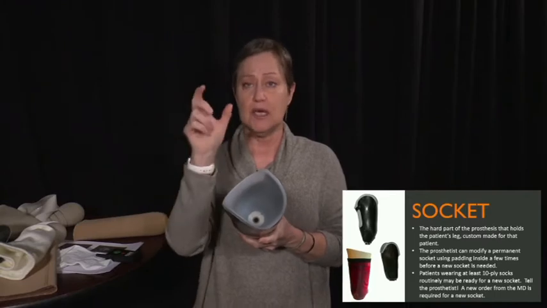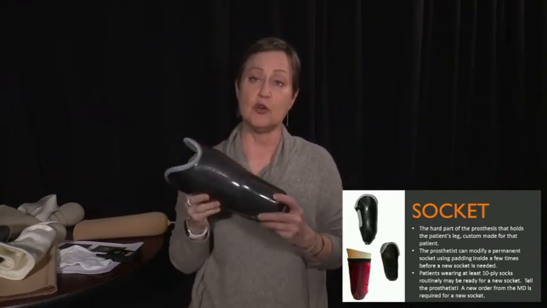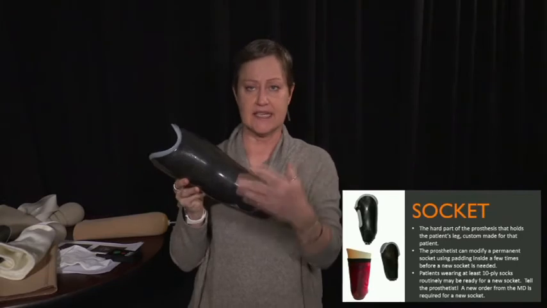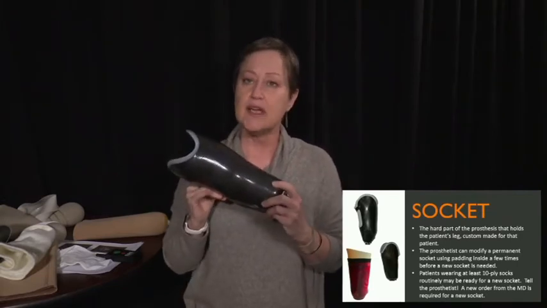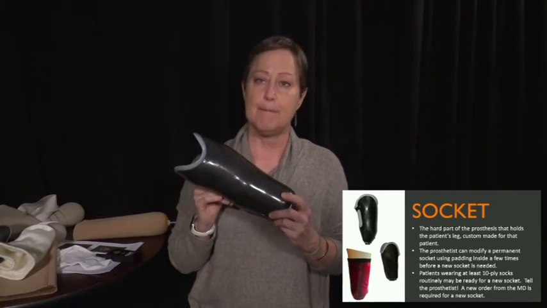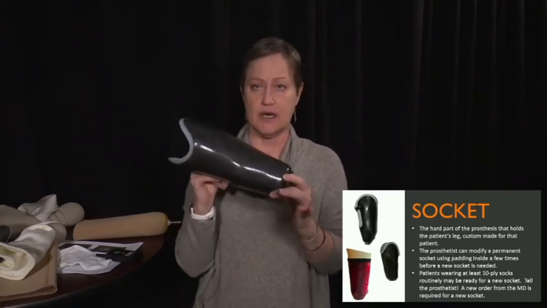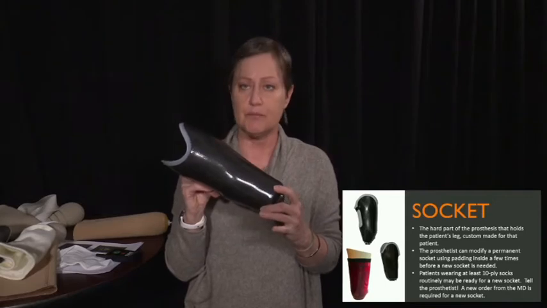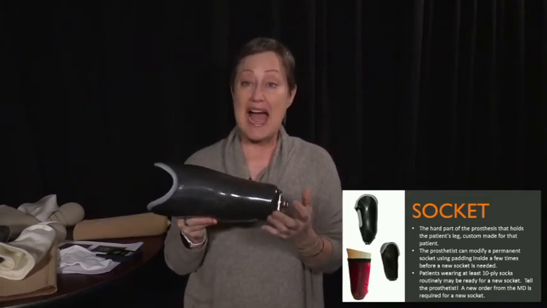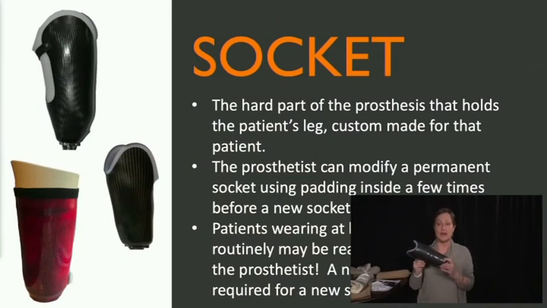So for example, they might pad on either side of the tibial crest to offload that and to even out the pressure all the way around. We're looking for total surface bearing for the vast majority of sockets. That's always the goal. A prosthetist can pad a few times before a new socket is warranted. And from a sock perspective, if the patient's wearing at least 10 ply of sock, it's time to talk to the prosthetist about possibly either padding or a new socket, depending on how much padding is already in there.